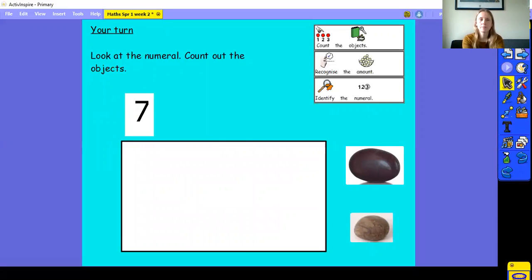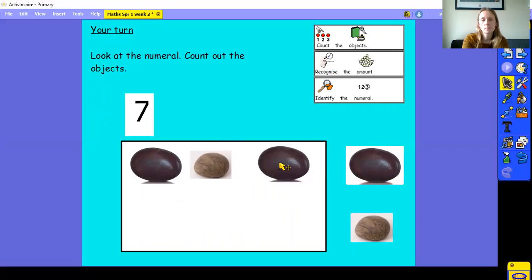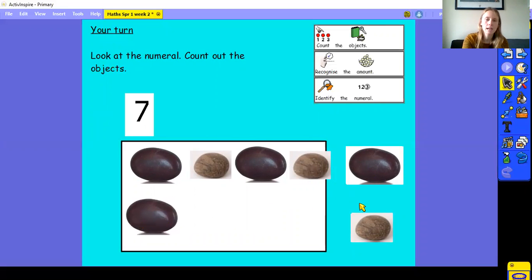This time it's your turn. Have a look at the numeral, decide what number it is, and then count out your objects to show the number. Pause the video while you do that. Okay, now let's have a go together. The numeral that we can see is number 7. Let's count out 7 objects. 1, 2, 3, 4, 5, 6, 7. 7 objects inside the box.